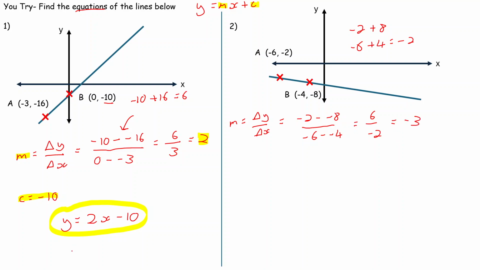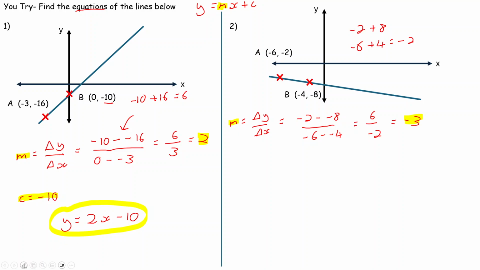And again, a bit of a sanity check. Is our gradient going to be negative? Well, yeah, from the graph, our line is going in the negative direction, in the downwards direction. So that is good. Our gradient is equal to -3. I'm now going to go and find my c value. So I found m, and I've got to go and find c again.